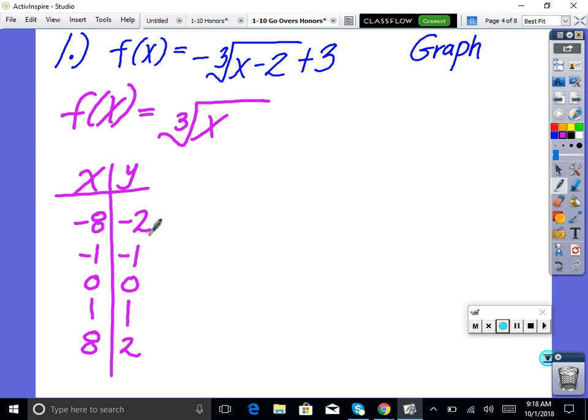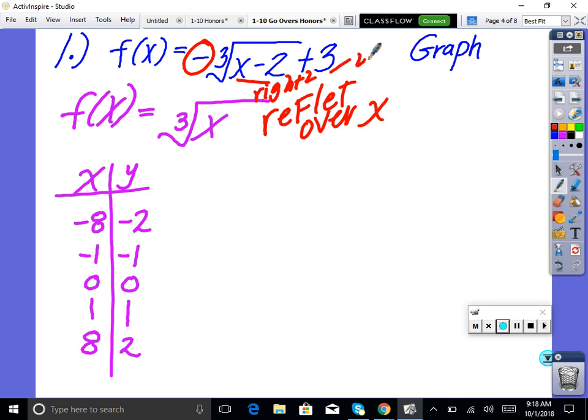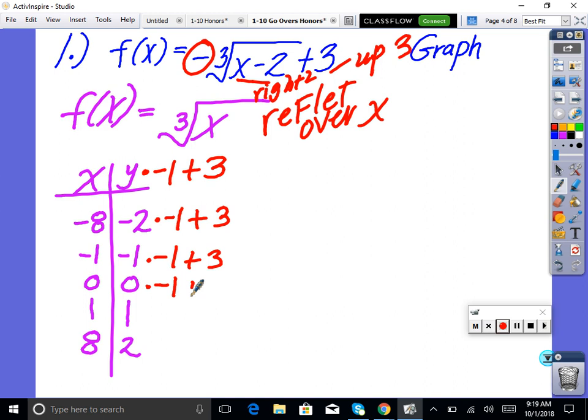Now we're going to say, okay, reflection over x. Okay, over x, then we're going to go right 2, up 3. Now think about it, reflecting over x would affect your y values. So you're going to times all your y values by negative 1, then you're going to add 3, because they're going up 3 after that. Times by negative 1 plus 3, times by negative 1 plus 3, and so on.